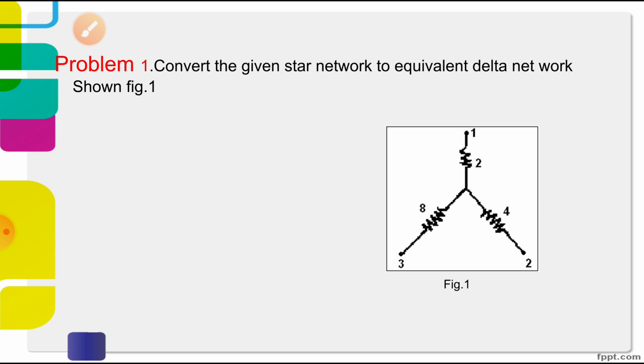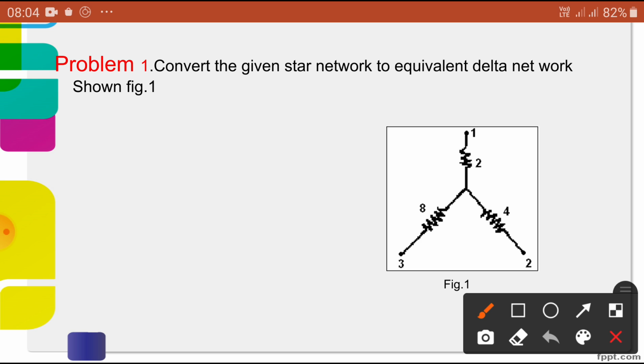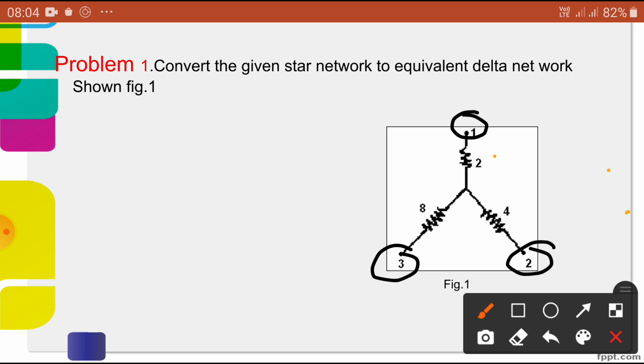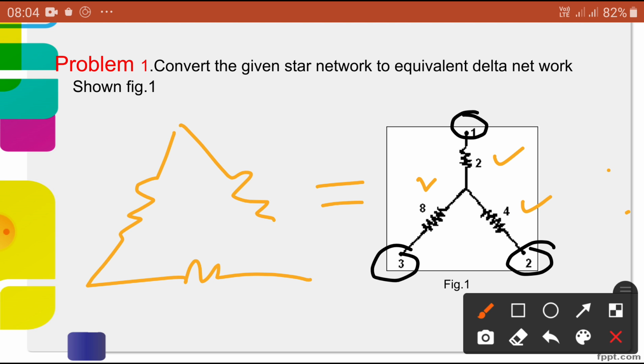Now numerical values are given. There are nodes 1, 2, 3, the first node, second node, third node, and the resistance values are also given. What are the resistance values here? Instead, 2, 4 and 8 are given. Then these values are converted into delta values. We are going to convert these values.